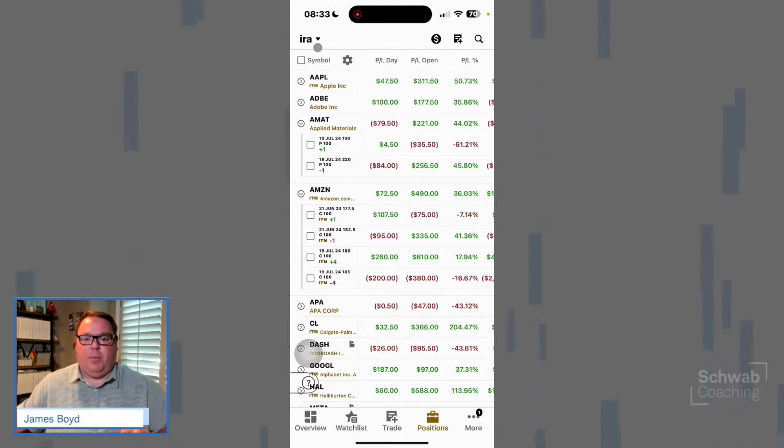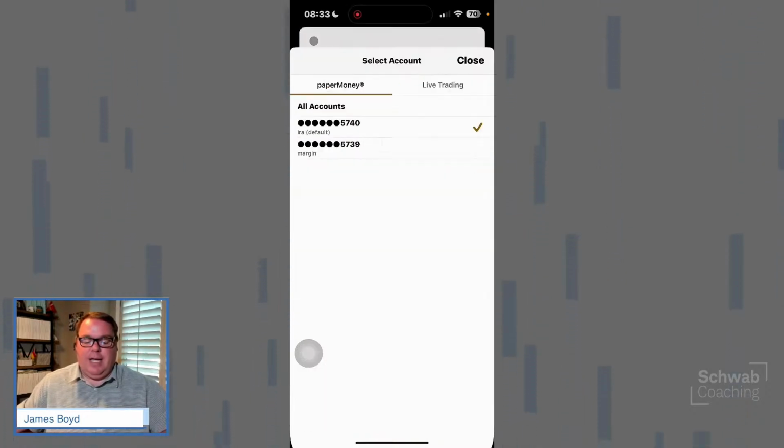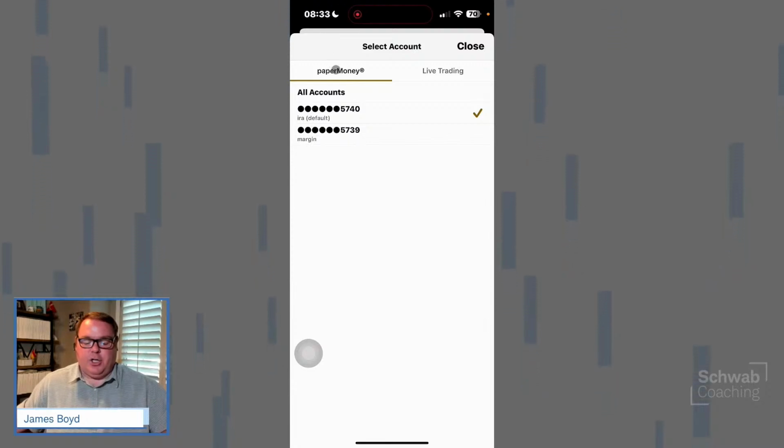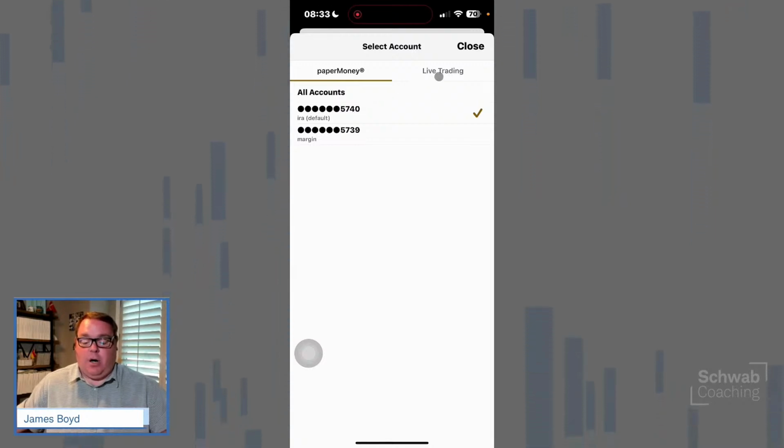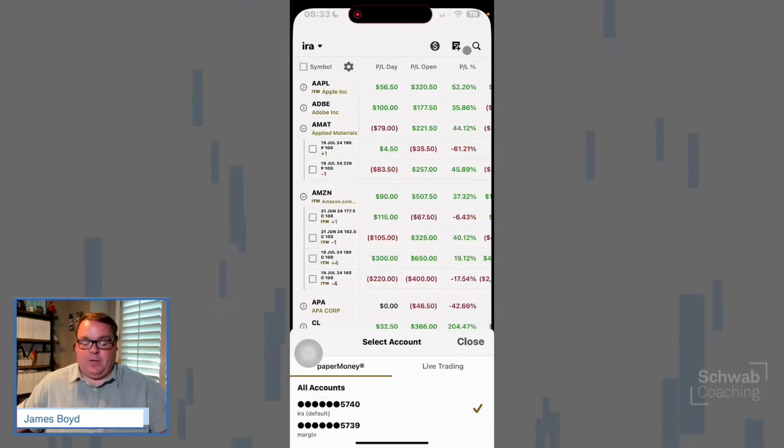Now, what we're going to be focusing on is I want to start off with a sample portfolio. One of the questions might be, how do I know if I'm on the real or paper account? Well, if at the very top left, I click on where it says IRA, it shows that we're highlighted to paper money and we're on the IRA. You can toggle to live trading, but that's not selected, and we're using the paper money account, okay? But you can toggle back and forth if you wanted to, and we've talked about that.